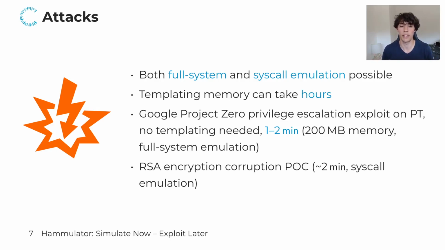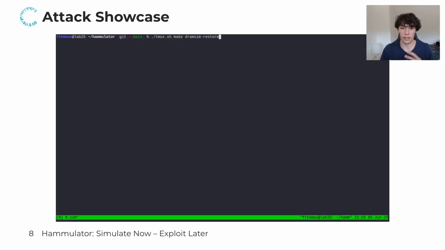page tables directly. And we have 2 other POCs on RSA encryption corruption, where we basically flip bits in the private key, and that one takes 2 minutes and runs in syscall emulation just to show that also works. And syscall emulation is in practice easier to do. Okay, in the following I will play a video on this page table exploit.